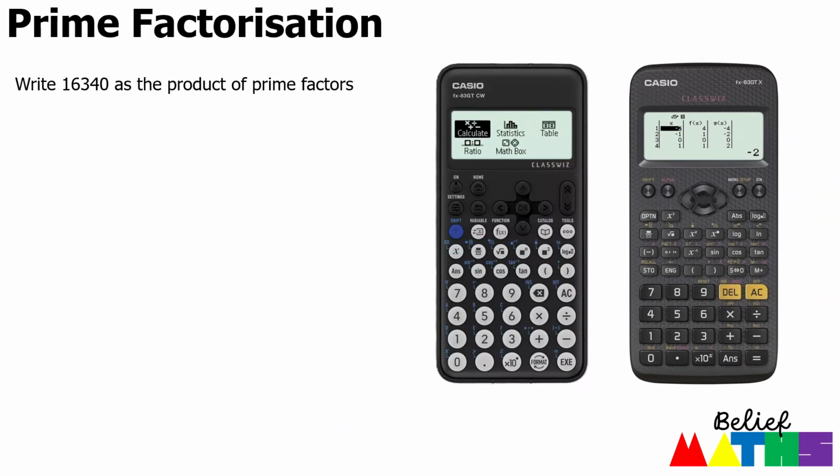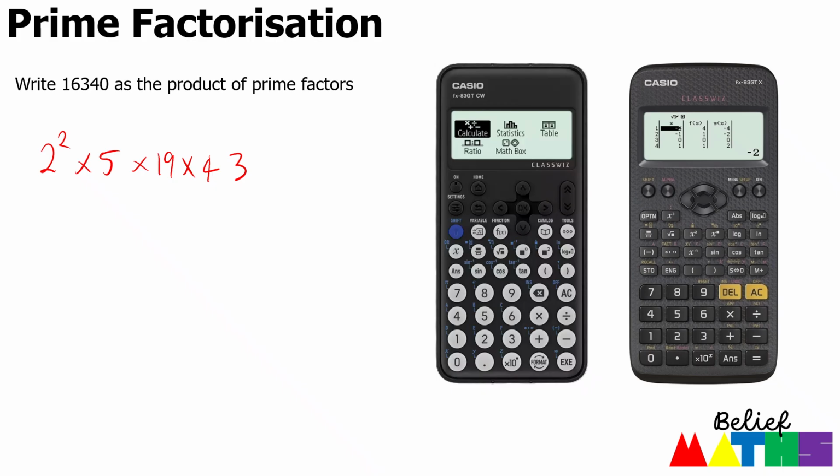The next topic is product of primes, and obviously your calculator will do this work for you. You don't need to draw the tree on calculator paper. So again, the answer you should get if you do this on your calculator is 2 squared times 5 times 19 times 43. And that's your product of prime factors.